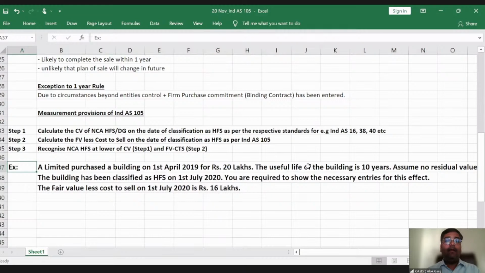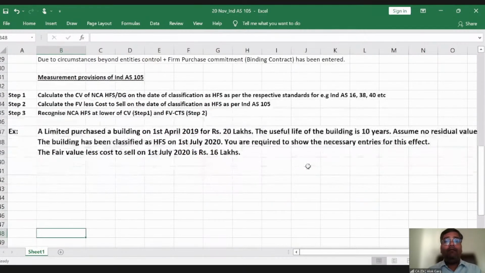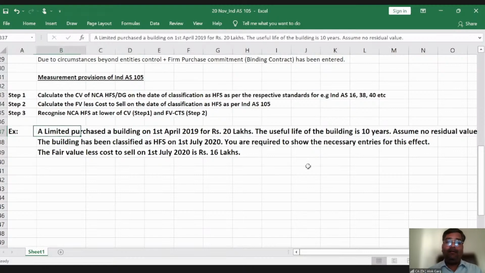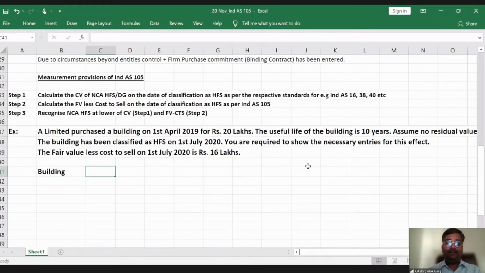Example: A Limited purchased a building for rupees 20 lakh on 1st April 2019. Right. So the cost of the building is 20 lakhs. What is the cost of the building? 20 lakhs. Solution. Cost of the building is 20 lakhs.